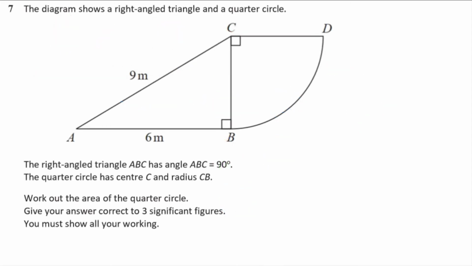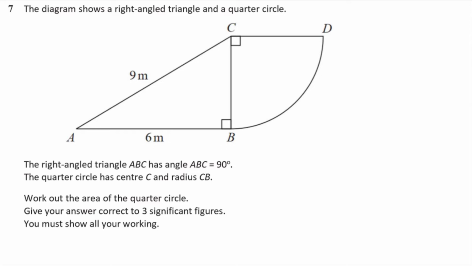Question 7. The diagram shows a right angled triangle and a quarter circle. Yes, it does. The right angled triangle ABC has angle ABC equal to 90. The quarter circle has center C and radius CB. Work out the area of the quarter circle. Give your answer correct to 3 significant figures. You must show your working.